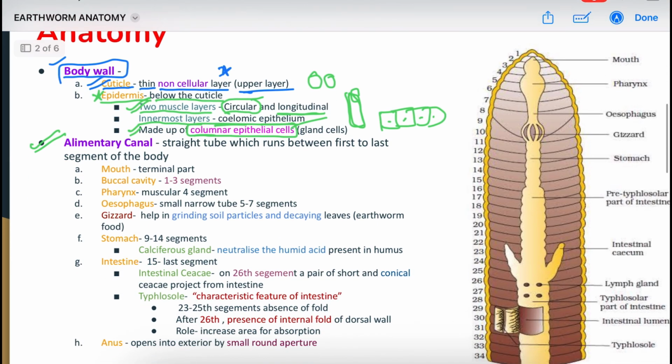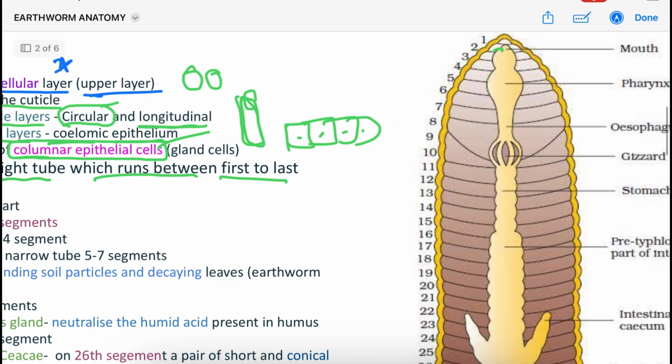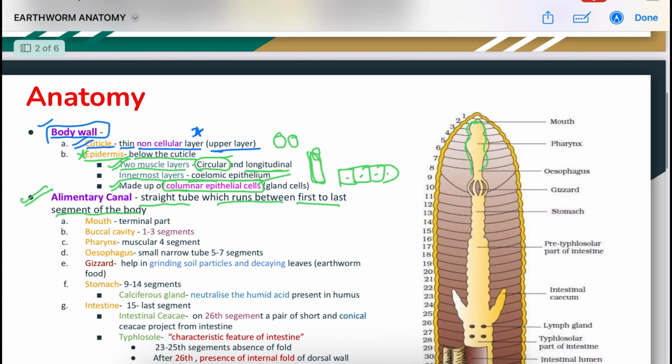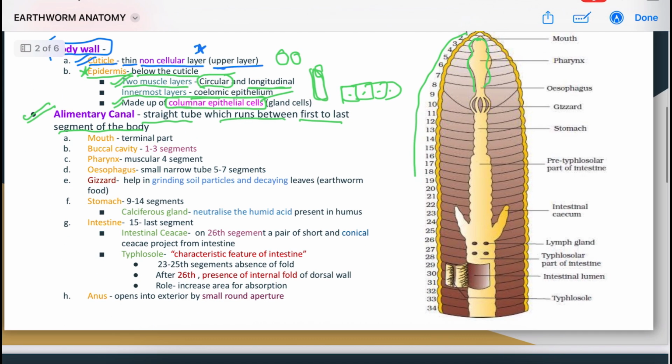Next is the alimentary canal. Now we are going to talk about its digestion, or alimentary part. It is a straight tube which runs between the first and last segment of the body. This whole tube portion, from the first segment to the last, is the alimentary canal.